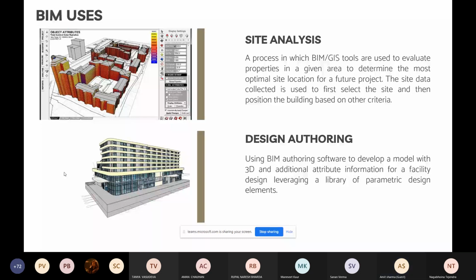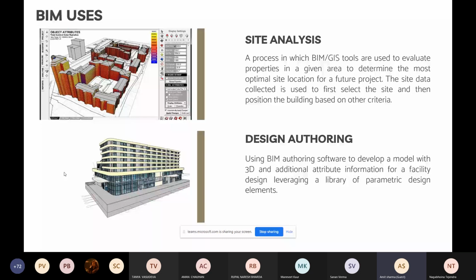The next one is design authoring. Here, we develop everything in 3D. We have a 3D design model, we have a 3D mechanical model, we have a 3D electrical model, and we can do the coordination. We can see how much space we're going to need for our HVAC duct or our conduits, and we can visualize how the building is going to look. There are some virtual reality tools where you can place your building virtually on the site. If you put on your VR glasses, you can see how the building is going to look on the site in real scale.